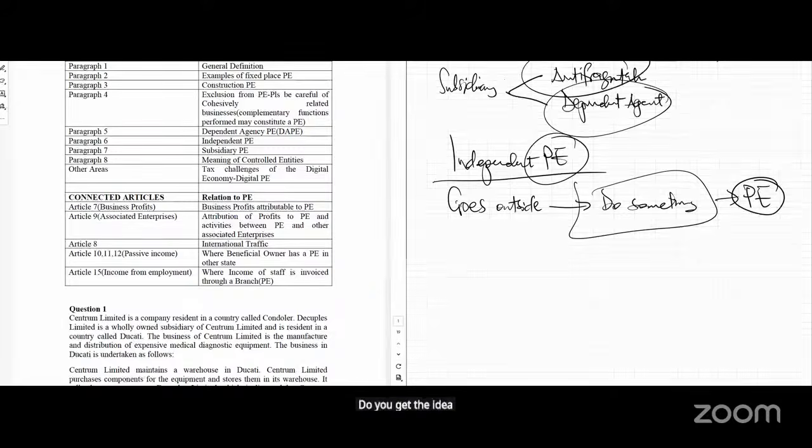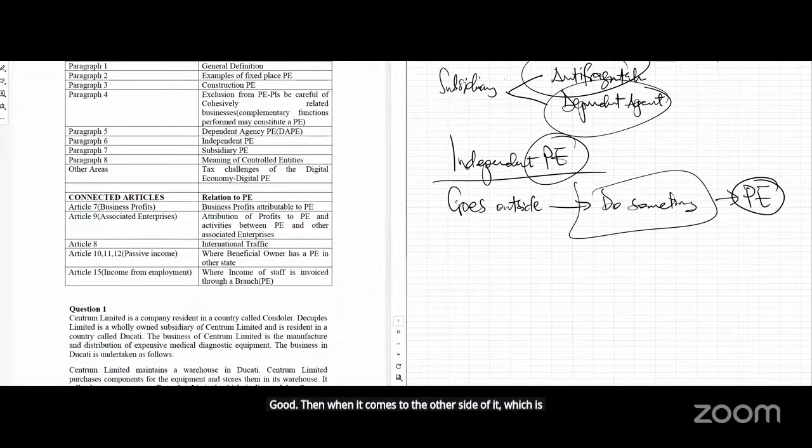Good. Then when it comes to the other side of it, which is Amount B. Not Amount B, I'm talking about pillar 2. I'm just giving you the general idea. I'm now coming to go deeper into pillar 2.